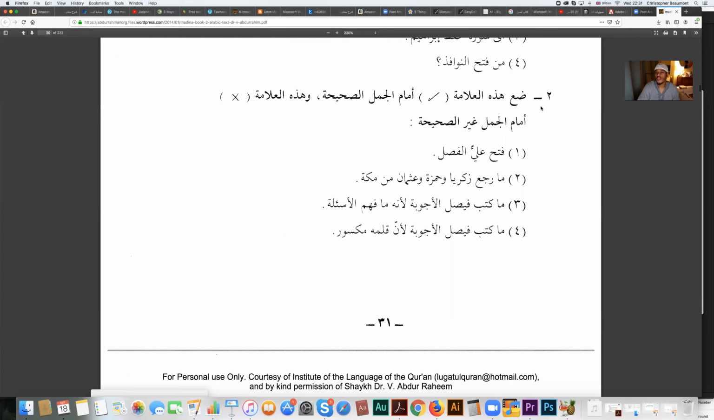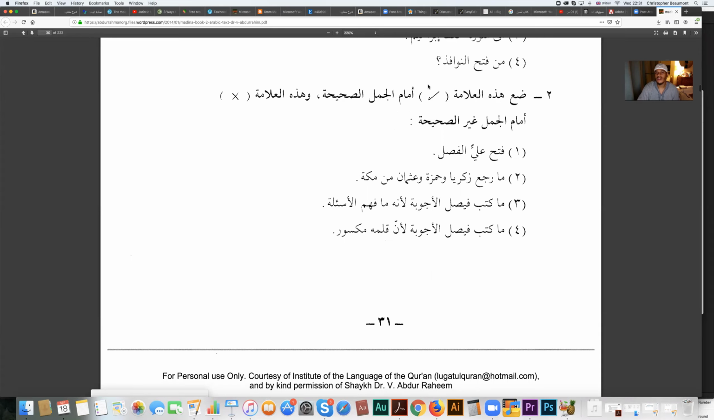Inshallah ta'ala. Inshallah. ضع هذه العلامة, place this tick, أمام الجمل الصحيحة, in front of the correct sentences, وهذه العلامة, and this sign X, أمام الجمل غير صحيحة, in front of the sentences which are not correct. Starting with you, أختي. Read number 1 and just say صح أو خطأ. فتح علي الفصل. فتح علي الفصل.